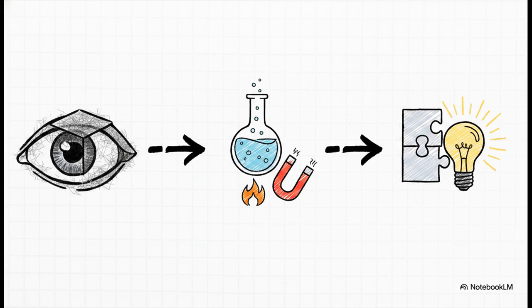Like color, state of matter, or texture. Next up, you apply simple, targeted tests. And then finally, you combine all those properties you found to get a totally accurate identification. It's pretty much a foolproof system when you do it right.